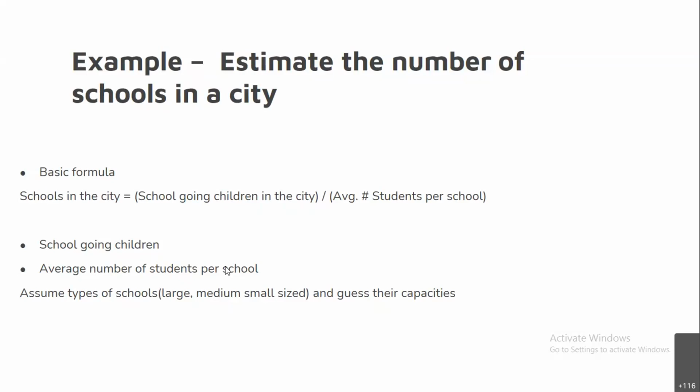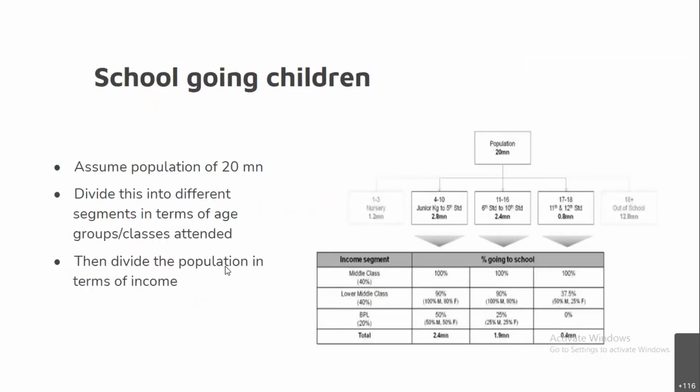Okay. Now let's start off with the number of school going children in the city. So in our city, let's assume there are 20 million people. It might be different depending on the city, but in this general city that we're considering, it has 20 million people population. So now we first divide it into age groups. Now, why are we taking age groups first and not any other? That's because we're talking about school going children, right?